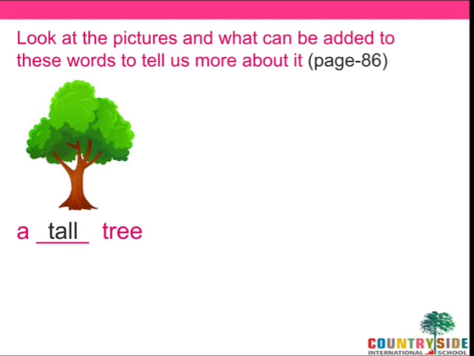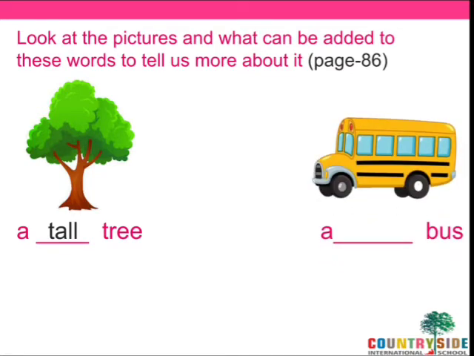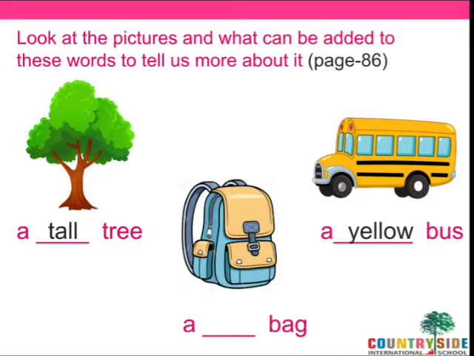Yes. Then see the second picture, a dash bus. Now what kind of bus is it? It is a yellow bus. You can describe the color, you can describe the size. It is up to you. So a yellow bus. Now yellow is a describing word. Now see the third picture, a dash bag. So a new bag. So new is a describing word. Now in this exercise there are a few more pictures that you should try on your own, right?